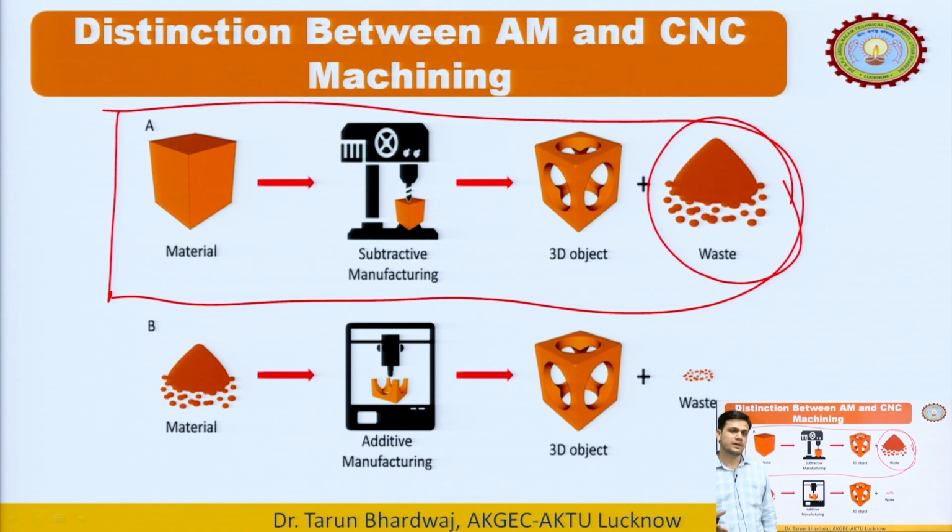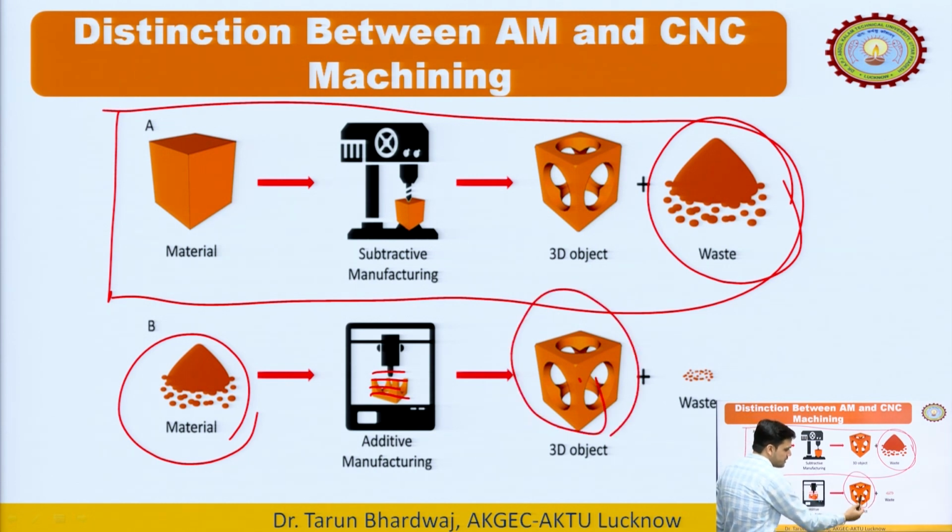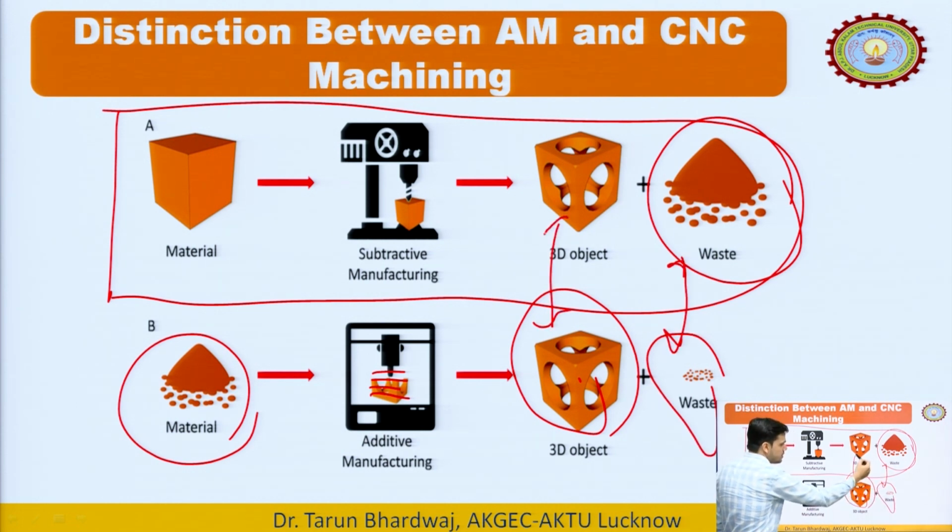Okay, and if we see this additive manufacturing technology, then we have the material either in the form of powder or in the form of wire. Then you take this material into additive manufacturing, which creates an object in a layer by layer fashion. So, you can see the 3D object and this is your waste. You can compare that you have the 3D object with that much waste in CNC machining, and if you compare with additive manufacturing, the waste is very low.